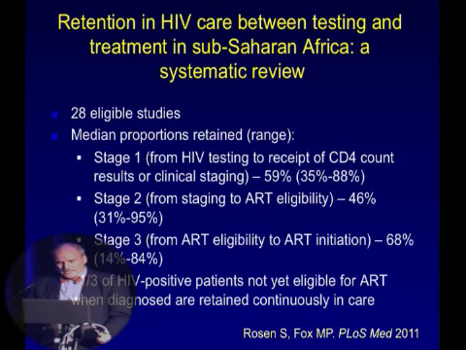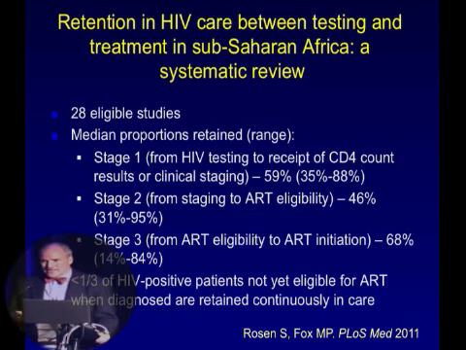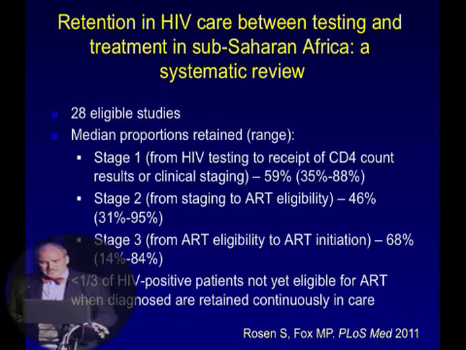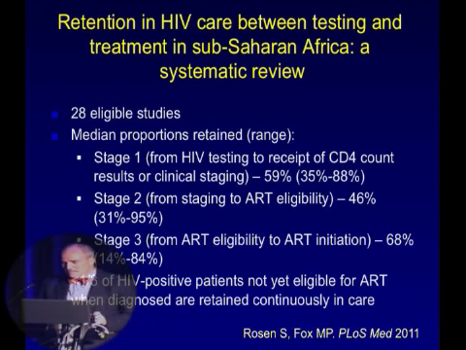Stage 2, getting from that staging to ART, determination of ART eligibility, only 46% retention in that step. In stage 3, from ART eligibility to actual ART initiation, only 68% retention in that step. They note as a significant limitation that none of these 28 studies followed a cohort all the way from diagnosis through to initiation. So these can't really be multiplied as we do in some other examples.